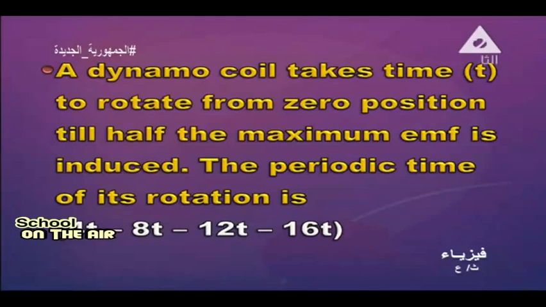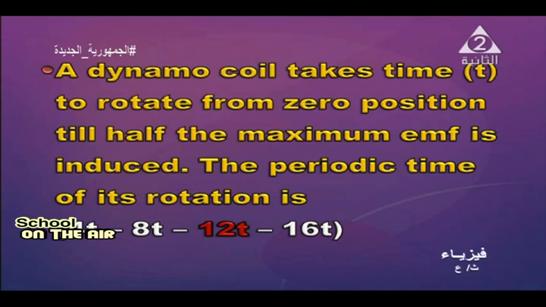A dynamo coil takes time t to rotate from the 0 position, the vertical position, until half the maximum EMF is induced. The periodic time of its rotation, is it? This is very important. Your attention, please. I said some of the questions require deep thought and intense concentration. This is one of them. A dynamo coil takes a time t to rotate from 0 to half maximum. The periodic time equals 4t, 8t, 12t, or 16t?